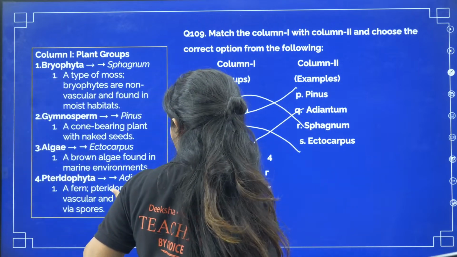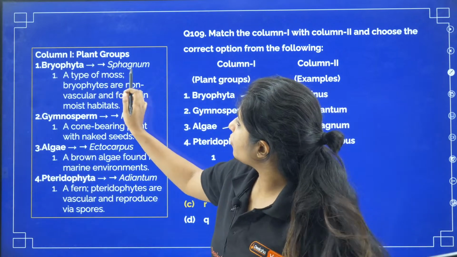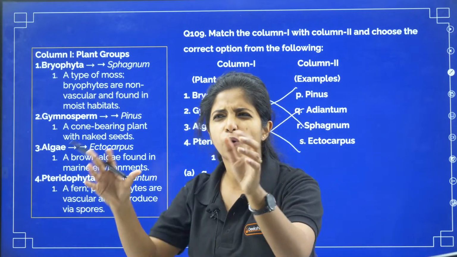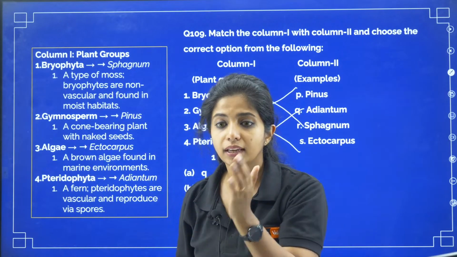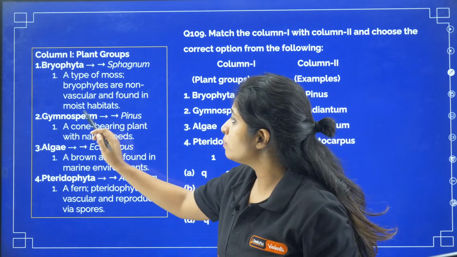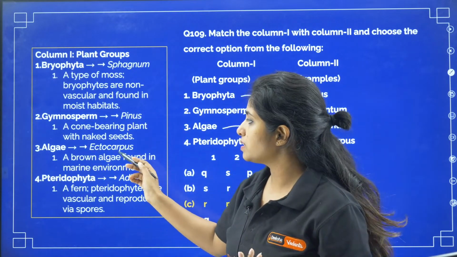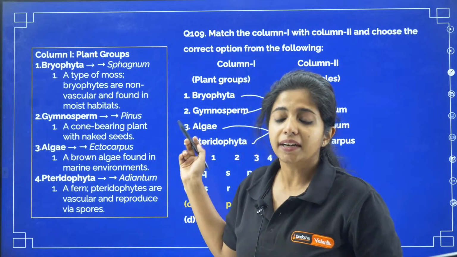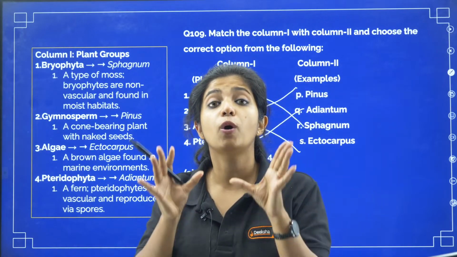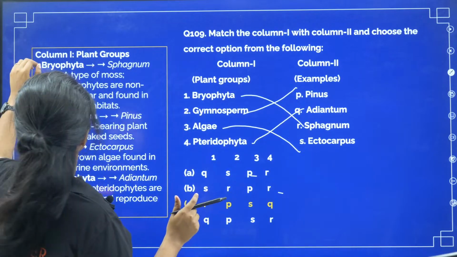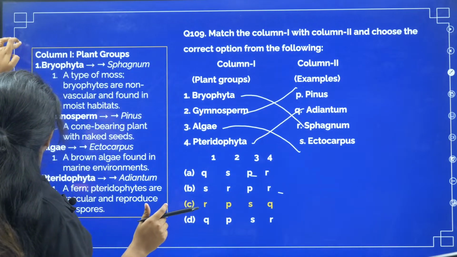Is there any feature that I want to tell you? Let me see. So bryophytes, my dear children, are non-vascular obviously, and they need water for reproduction to happen. Gymnosperms have naked seeds, and as I already told you, Ectocarpus is a brown algae found in the marine environment. And pteridophytes, my dear children, are the first ones to have what? Vascular system. That is xylem and phloem and everything out there. Okay, cool. Let's go ahead.